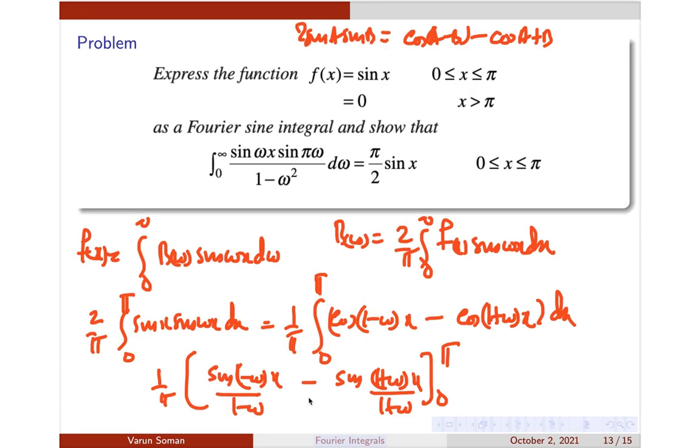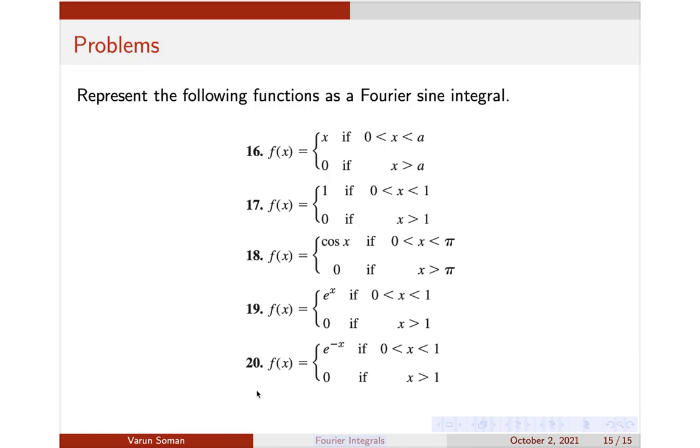So I hope this was clear to you. That is the Fourier sine integral, and some more problems are given to you here also. Please try to do these also. These are the questions that will be coming from this section.